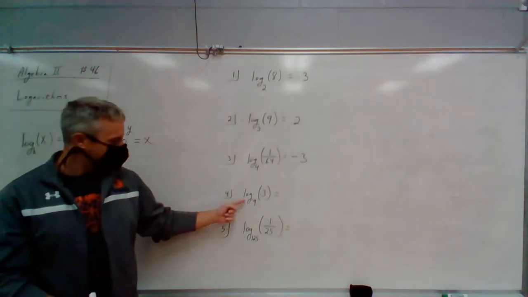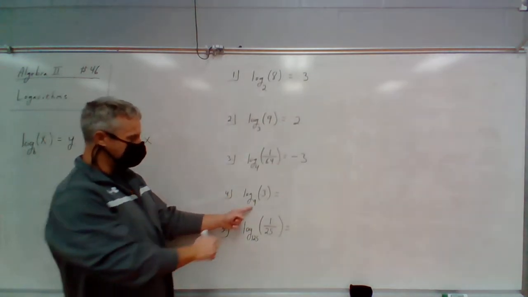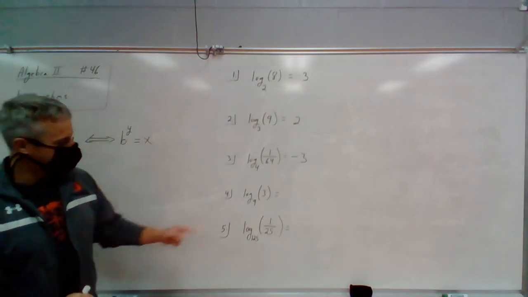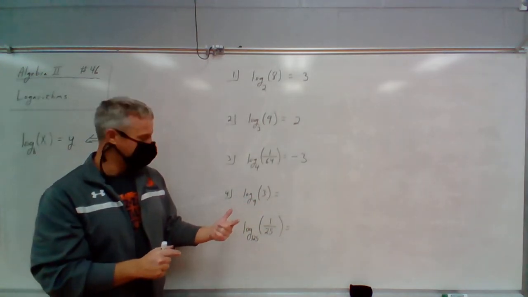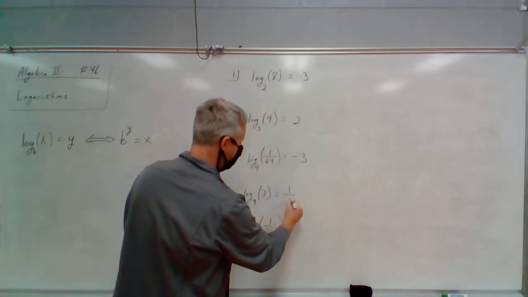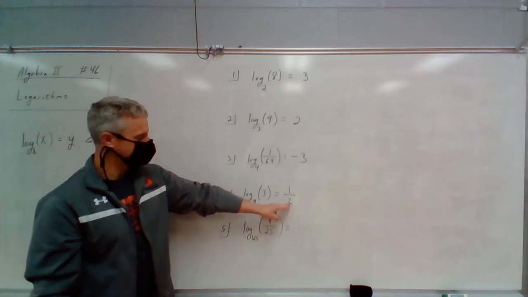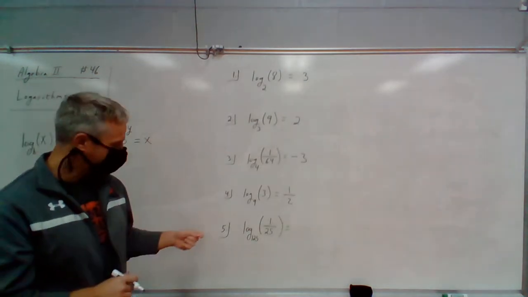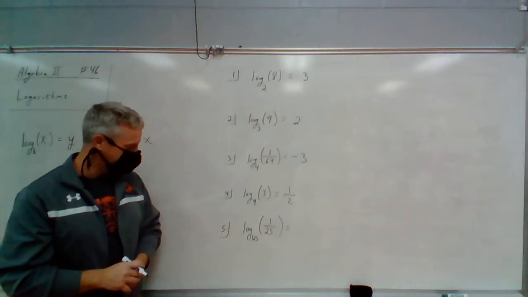All right, log base 9 of 3. So 9 raised to what power gives me 3? Well, to turn a 9 into a 3, I have to take the square root of it. So I need to raise 9 to the 1/2 power. 9 raised to the 1/2 power is 3. All right, now let's do a really challenging one, and they really don't get any harder than this.